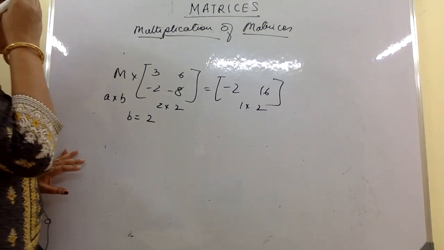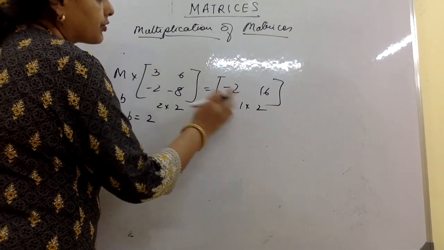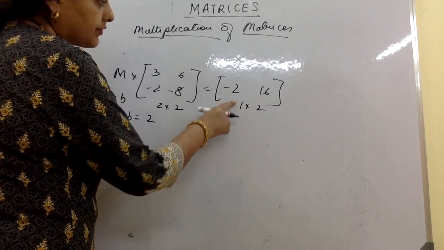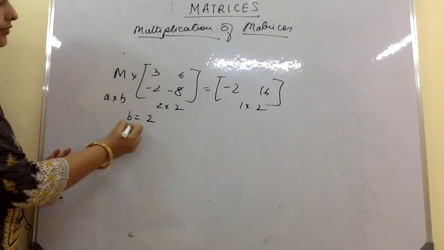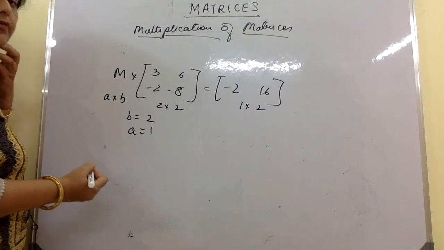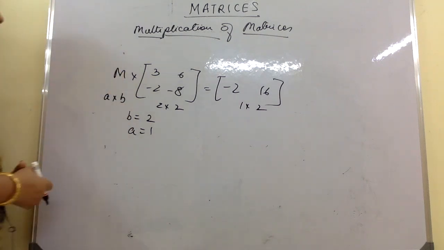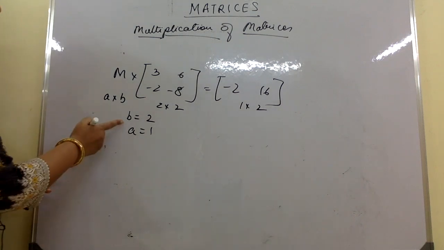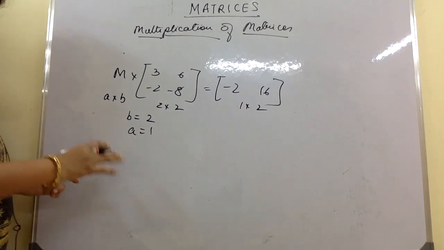Now come to the other part of it. Another rule says that if the product matrix has a row as 1, whatever is the number of rows of the product, the first matrix to the left will have that many number of rows. So A is equal to 1. Very important. This is a very commonly asked question. Now how do I set up the matrix? This is a 1 by 2 matrix.